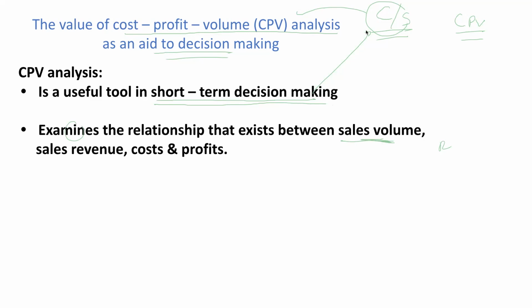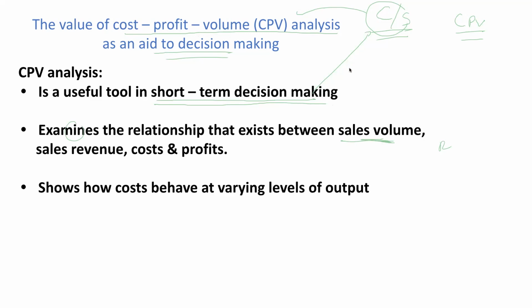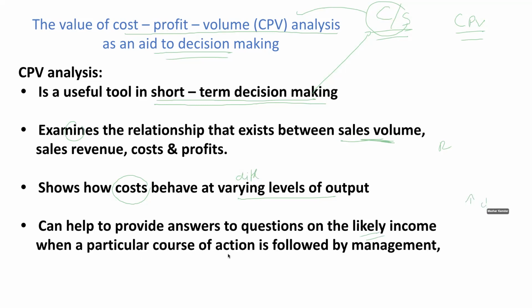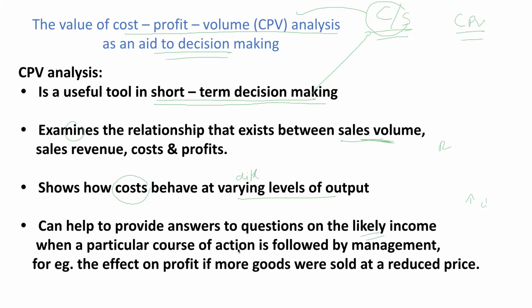The cost profit volume analysis also shows us how cost behaves at different levels of output. It also provides answers to questions on what is the likely income if you increase your sales or decrease the sales, when a particular action is followed by the management. For example, the CPV will tell us the effect on profit if more goods were sold at a reduced price. This is also the benefit of the cost profit volume analysis.